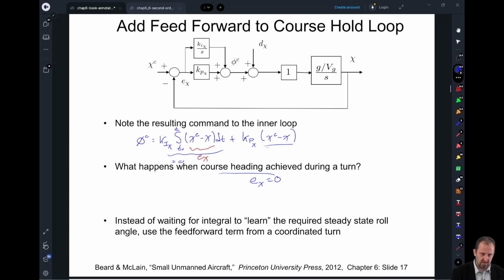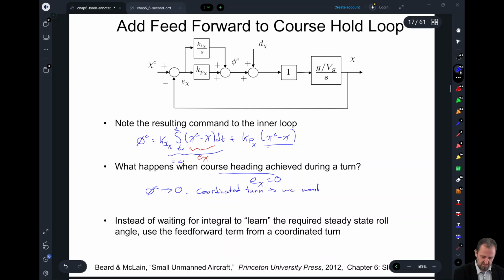That'll say that our commanded value for phi will go to 0, right? But that's not necessarily what we want it to do, because when we do a coordinated turn, we want a constant value for phi.